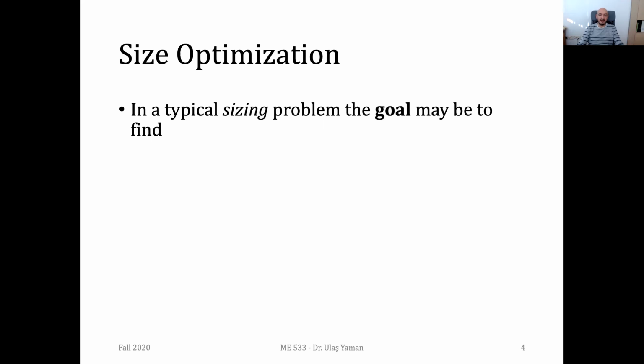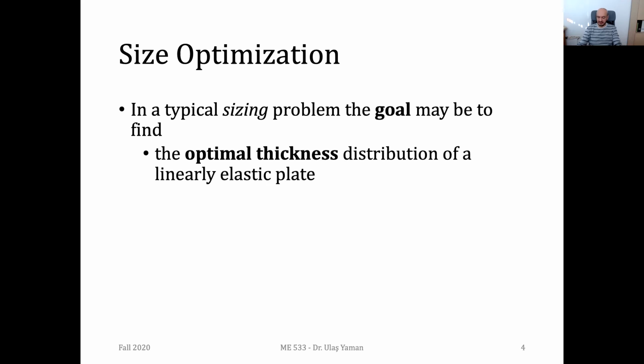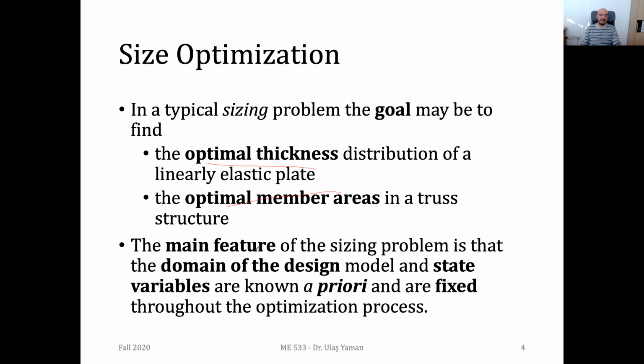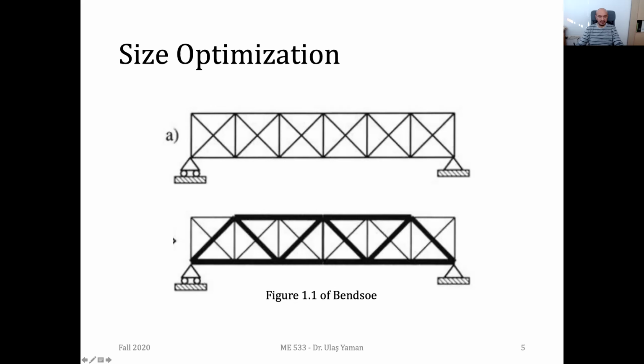It's just about sizing. Here you see examples: an optimal thickness of an elastic plate, and optimal member areas in truss structures. So it's a very simple optimization problem. Again, you will be given the design domain, and you're not allowed to change its shape. You can only change the size of the structures. You see this example here. We have a truss structure, and we have all these trusses.